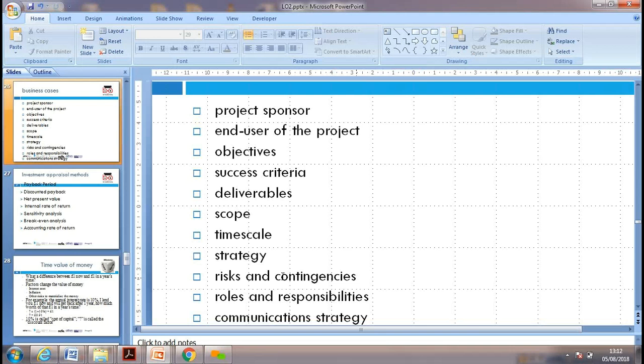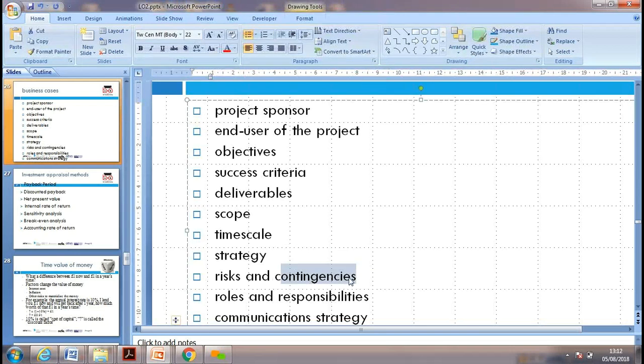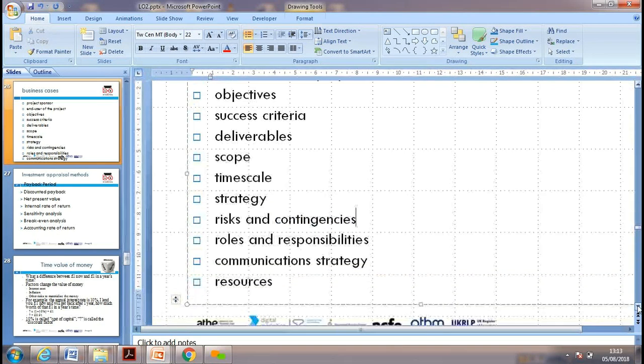What is meant by contingencies? Okay, if the electricity goes off, what is the contingency plan we have? Do we have a generator? Do we have batteries? Yes, it is like a backup plan. Contingency plan, backup plan. If I don't get the money, if I lose the job, what will happen? Then roles and responsibilities, communication strategies, and resources.